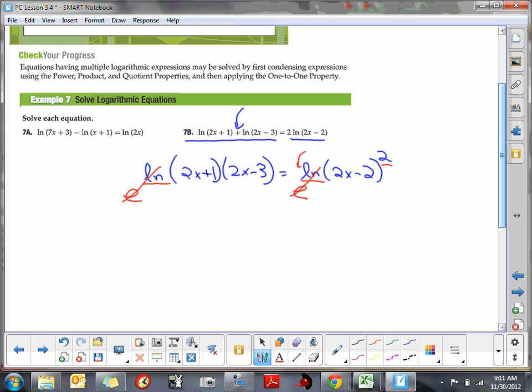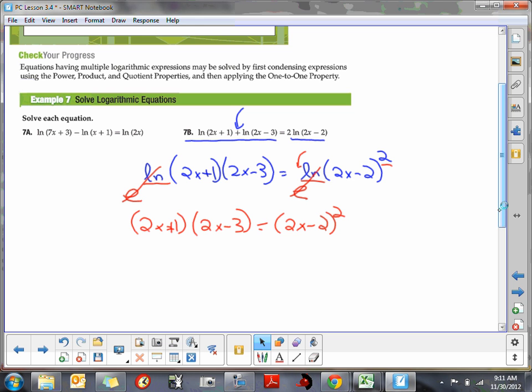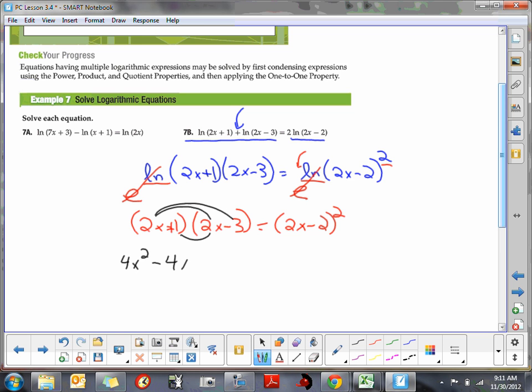So what we're left with is 2x minus 1, plus 1, times 2x minus 3 equals 2x minus 2 squared. So now we're going to have to run through some distributive property. 2x times 2x is 4x squared. I've got a negative 6x and a positive 2x. That's a negative 4x. And then we also have a negative 3 equals. When you square a binomial, you get a trinomial. You square the first thing, it's 4x squared. You double the outside inside, so that's negative 4x doubled to negative 8x, and you square the last, plus 4.